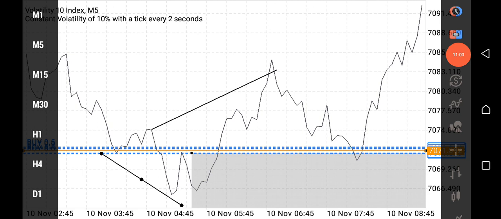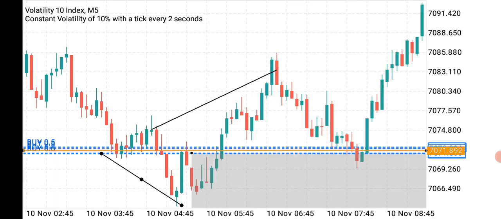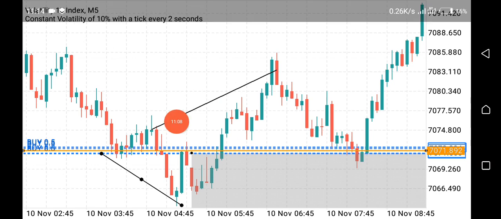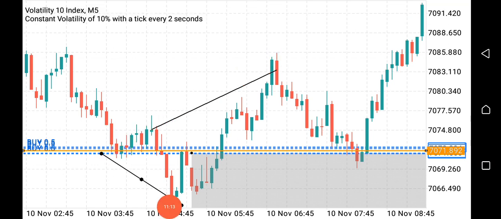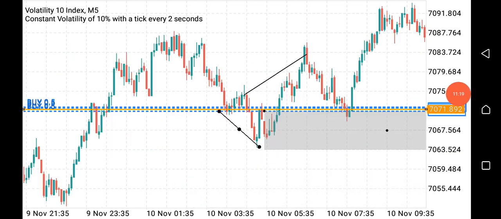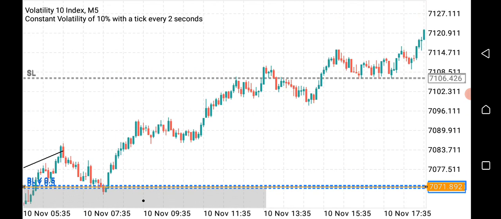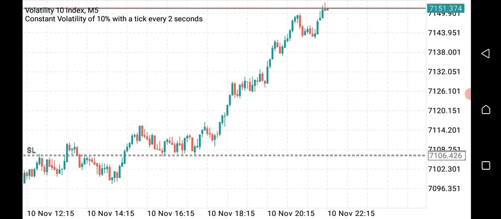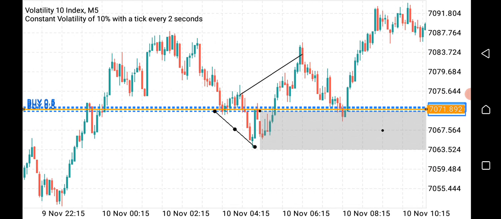So let me change it back to the candle chart. You can see it now. This high was taken out by this high, this low was taken out by this low. Then you wait for the market to tap into this, and then you buy. I have other confluences though, even from the 1 hour time frame.